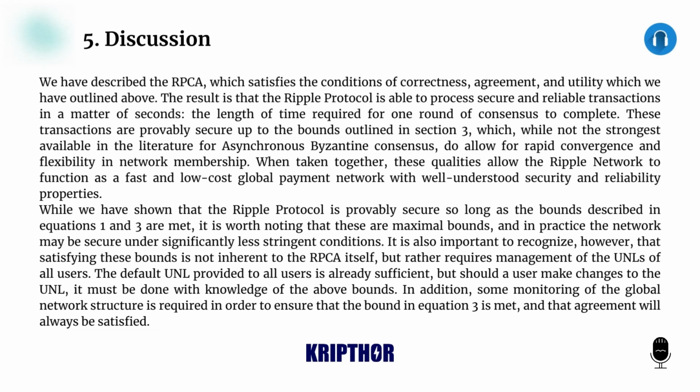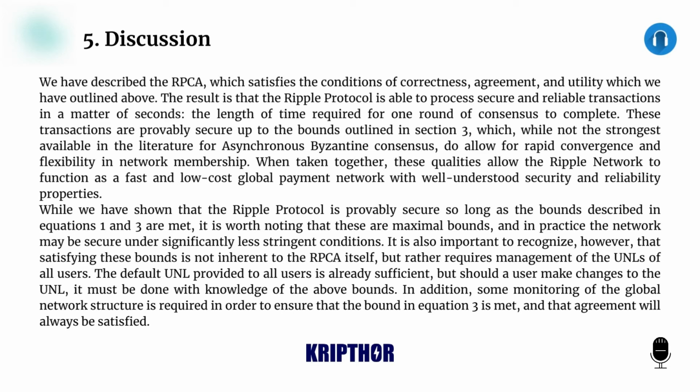5. Discussion. We have described the RPCA, which satisfies the conditions of correctness, agreement, and utility which we have outlined above. The result is that the Ripple protocol is able to process secure and reliable transactions in a matter of seconds, the length of time required for one round of consensus to complete. These transactions are provably secure up to the bounds outlined in Section 3, which, while not the strongest available in the literature for asynchronous Byzantine consensus, do allow for rapid convergence and flexibility in network membership.